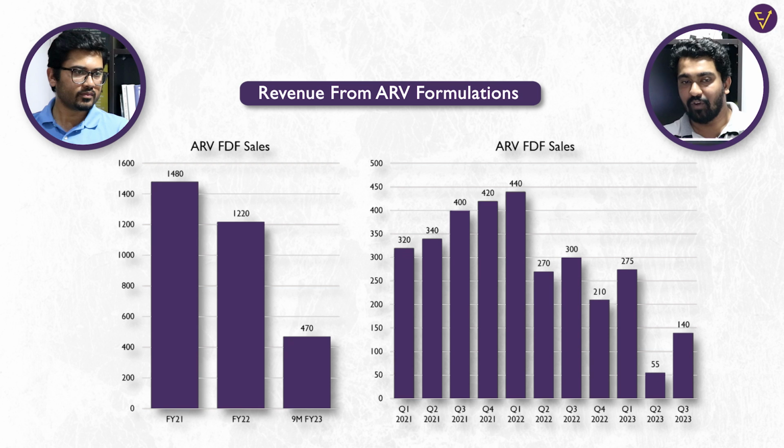So in FY21, the company did about 1500 crores of sales of FDF, whereas they've only done 470 crores of sales in the 9 months currently.